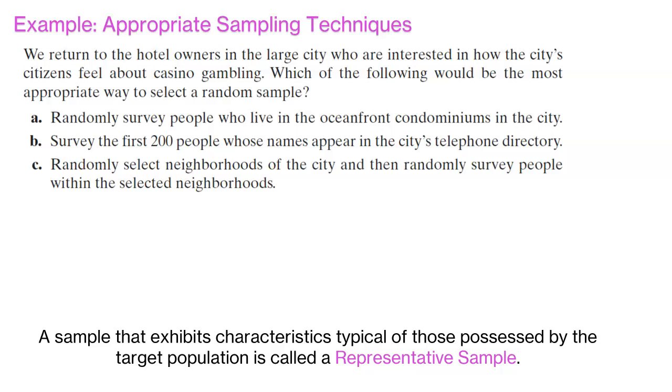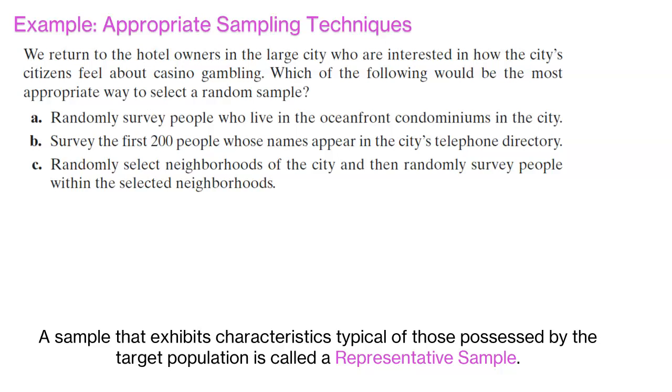So again, that's going to adjust your data. Maybe for the good, maybe for the worse, maybe no difference at all. But it's not a good sampling technique because not everyone has an equal opportunity to be selected. Survey the first 200 people whose names appear in the telephone record. It's okay. But does everyone have an equal chance of being chosen? No. Last name starts with an A or a B. So it's okay. It's better than the oceanfront condos, but still not great.